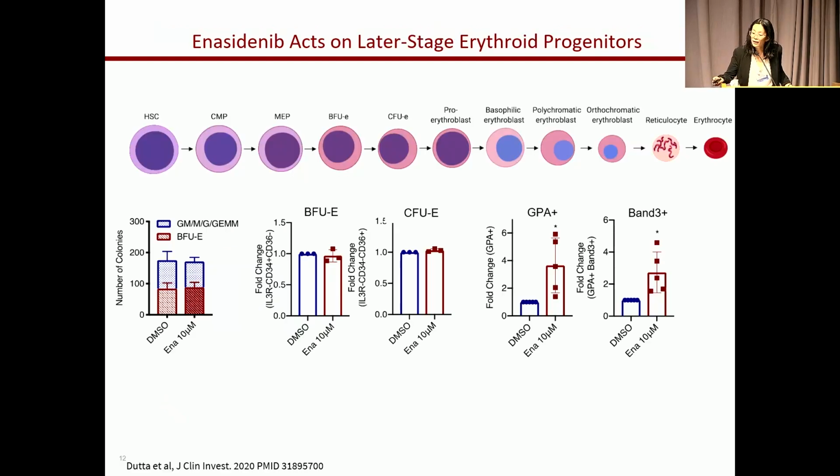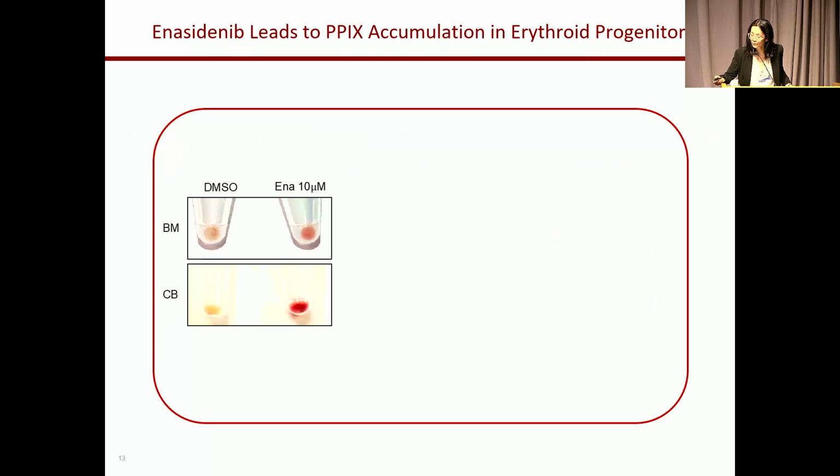If you're looking at the plots on the bottom, you see that inatinib is acting primarily at the pro-erythroblast differentiation stage in GPA positive and BAN3 positive cells, where it had pretty much no effect on the BFUE and CFUE colony formation, indicating that this is acting at a later differentiated erythroid progenitor.